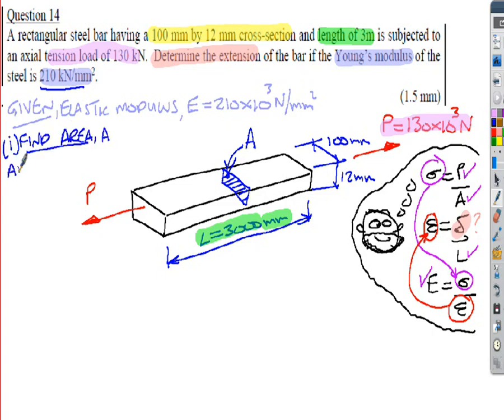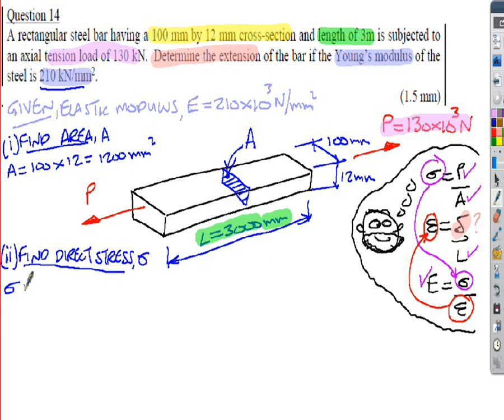Area is equal to, quite easy in this case, 100 multiplied by 12. So 1200 millimetres squared is my area. A nice straightforward calculation to find the area. I need that. Now I can find the direct stress. Thinking back to my little steps here, I can find my stress, so I'm going to make that step 2.